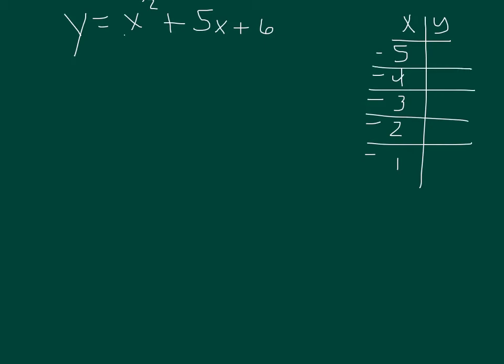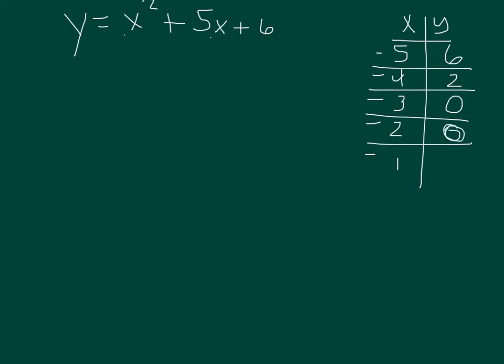I get 25 and negative 25, those cancel out. I get 6. I get 16, negative 20. So I'm at negative 4 plus 6 is 2. I get 9 plus 15. No, sorry, plus negative 15. So that's negative 6 plus 6 is 0. I get 4 and negative 10. So that's negative 6 plus 6 is 0.